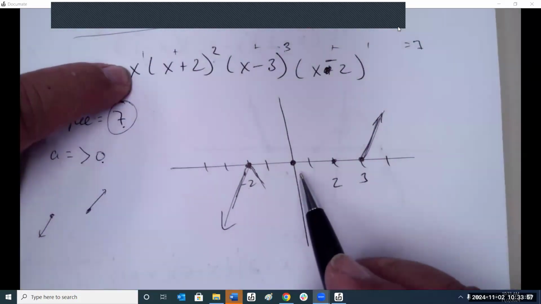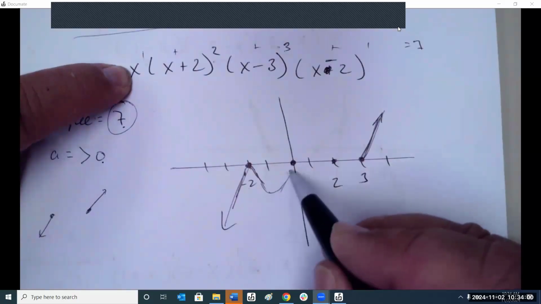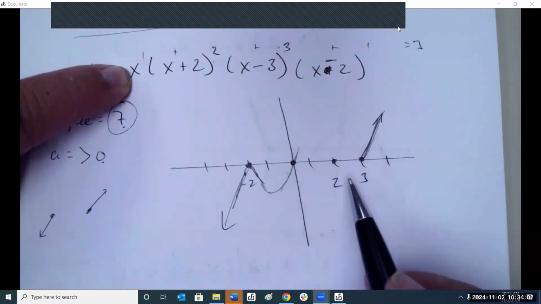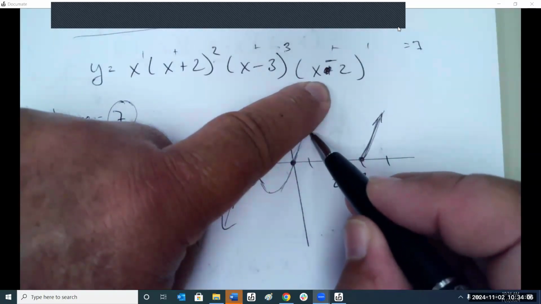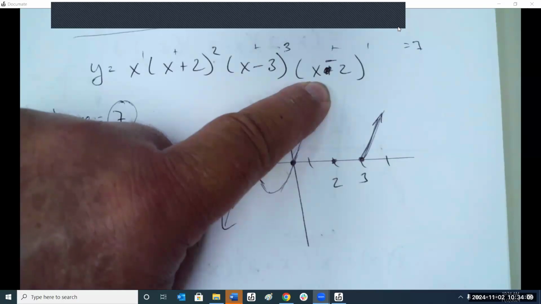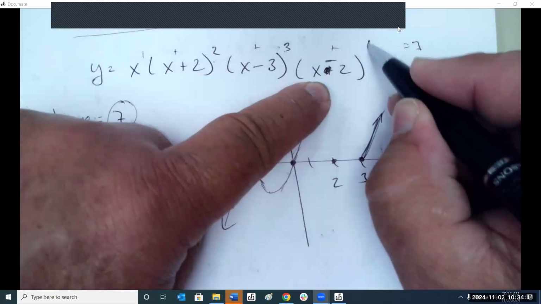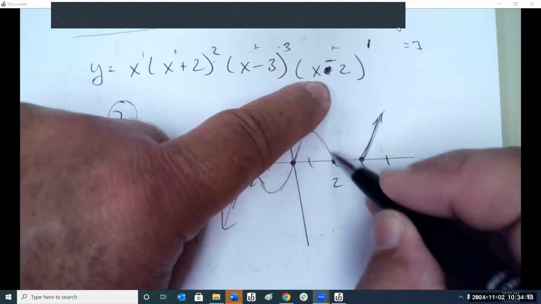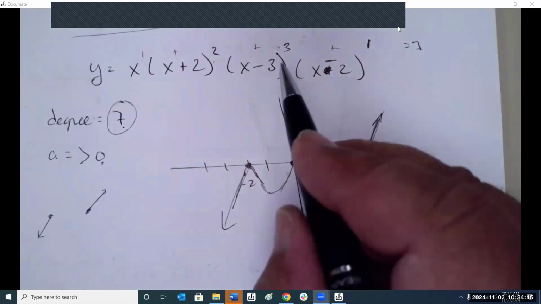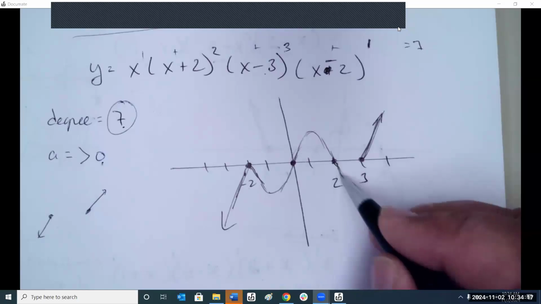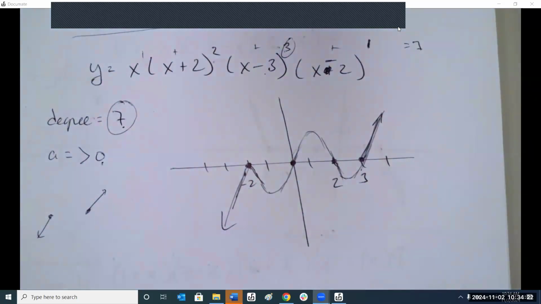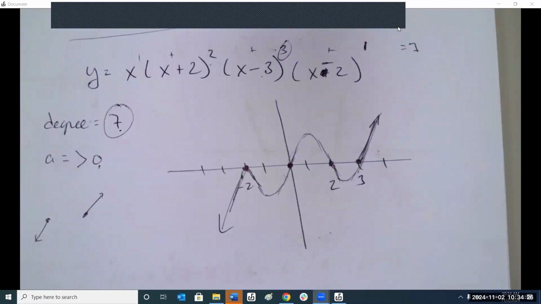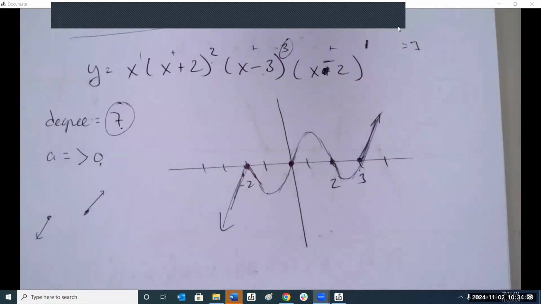At 0, it crosses. At +2, the multiplicity is 1, so it crosses. And at 3, it crosses again because it's odd. It only bounces on the evens and crosses on the odds. So that's what the graph is roughly going to look like.